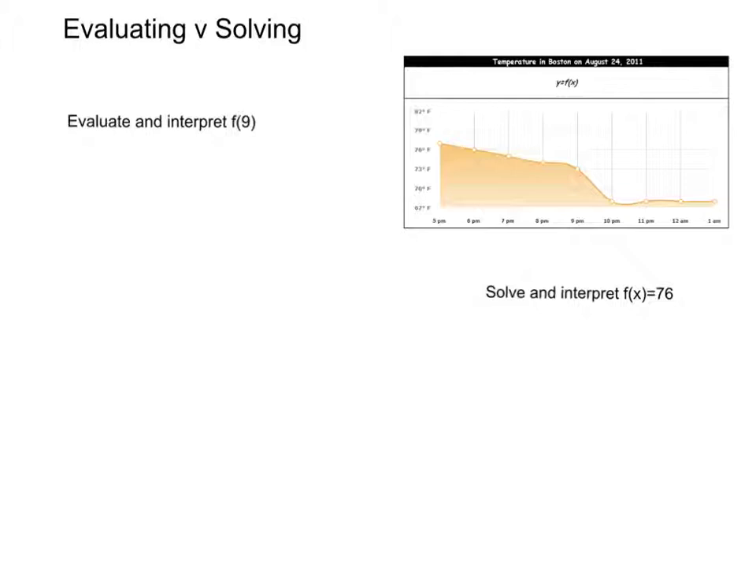It says evaluate and interpret f of 9. The first thing you need to do when you're evaluating is to determine whether the number that you're given, in this case the 9, is an input value or an output value. And we can tell in this situation, because it says the temperature is a function of time, we've got that the temperature is a function of the time of day.